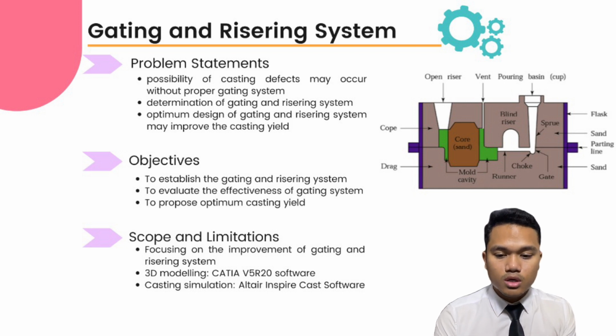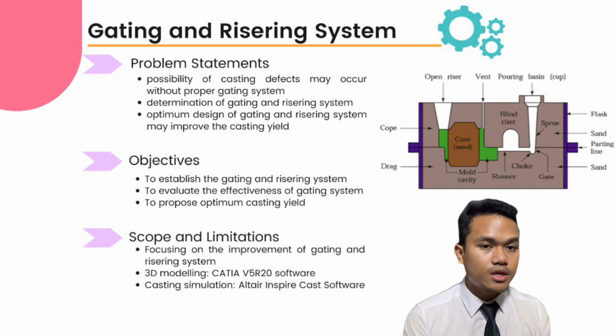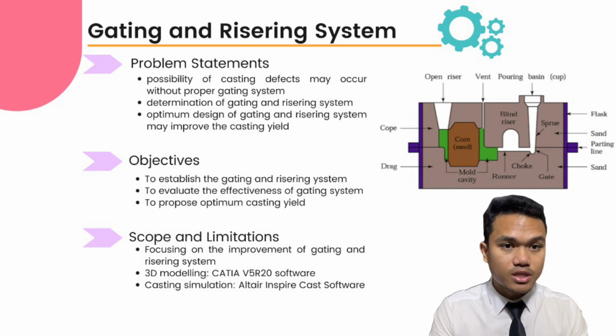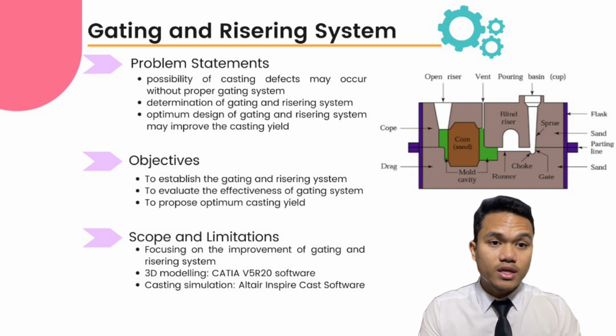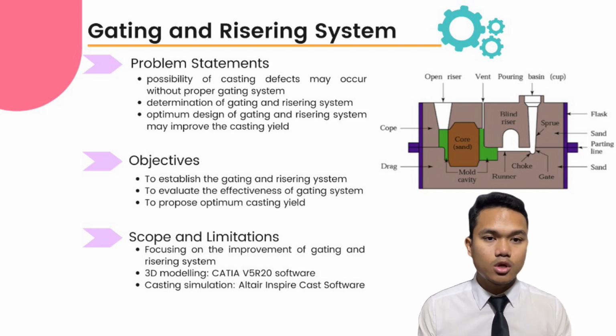So the problem statements are: Number 1, the possibility of casting defects may occur without a proper gating system. Number 2, determination of the gating and risering system. Number 3, optimum design of gating and risering may improve the casting yield. The objectives of this project are to establish the gating and risering system, to evaluate the effectiveness of the gating system, and lastly to propose the optimum casting yield.